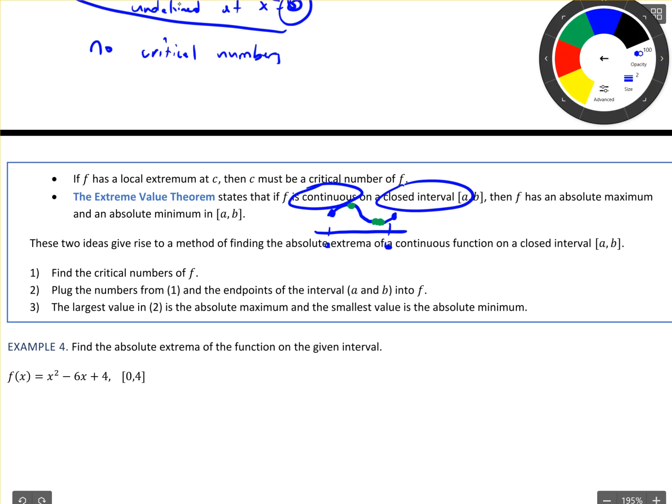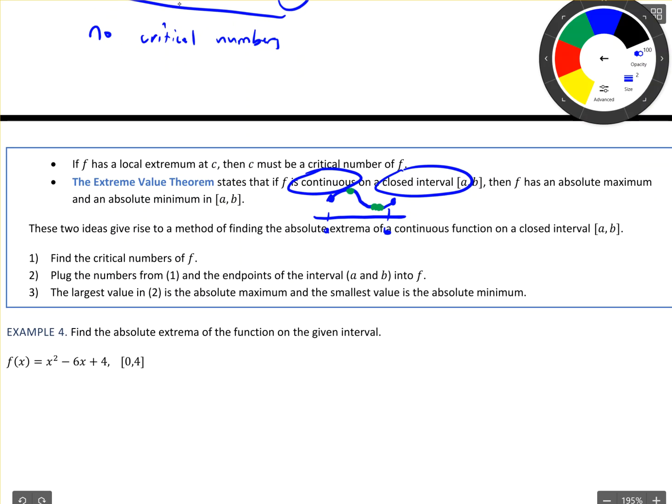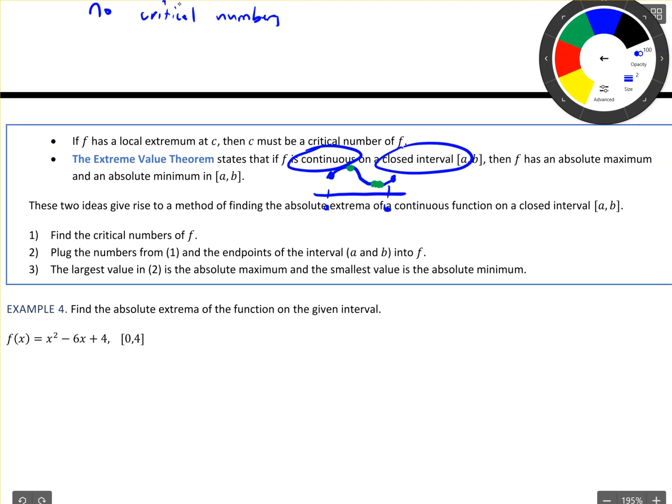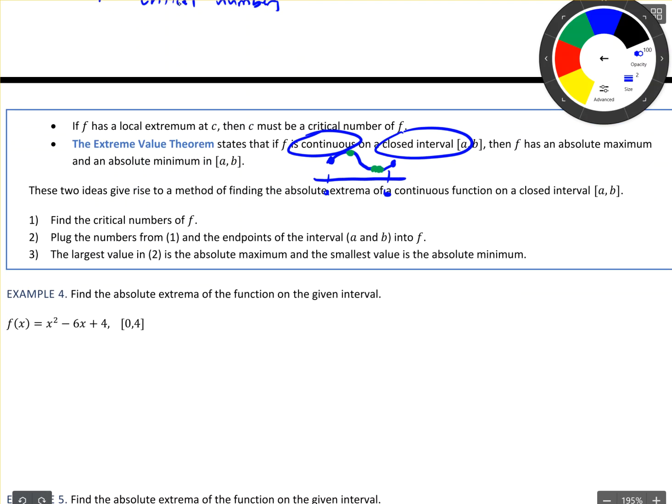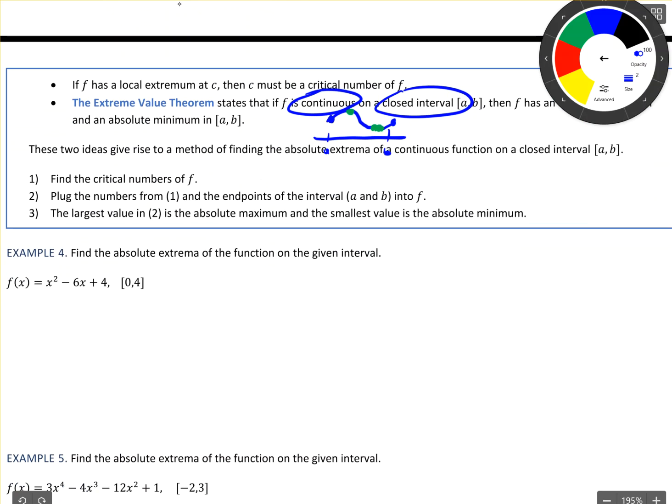So with that idea, if we have any continuous function on a closed interval, we should be able to find an absolute maximum and an absolute minimum. So we're just going to follow a little three-step process. 1, find the critical numbers of f. All right, so let's find that.